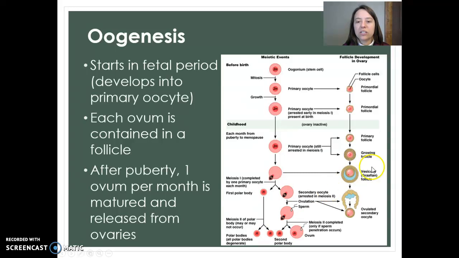So looking a little bit more at the diagram, we have our primary oocyte surrounded by the follicle, and then during ovulation it is released, and it actually doesn't go all the way through meiosis until it is penetrated. The plasma membrane of an ovum is penetrated by a sperm, and then it finishes meiosis.